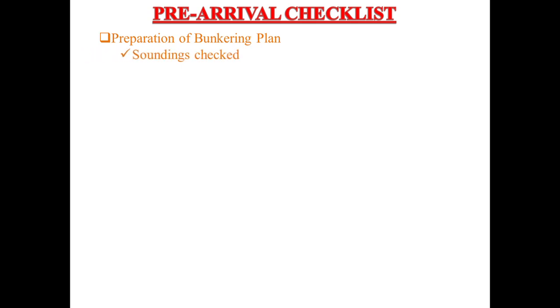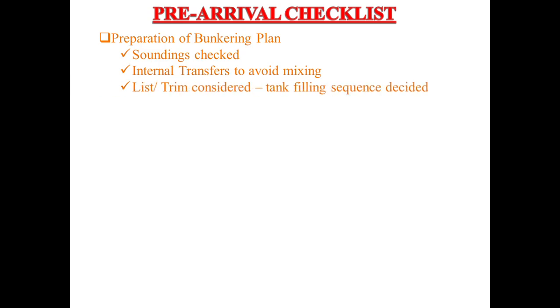In this we have sounding checks, then internal transfer to avoid mixing, and list and trim consideration, so we contact the bridge and take the list and trim. The tank filling sequence is decided, so that stability is maintained. Then the maximum safe filling level is decided. Some tanks are supposed to be filled to 80%, 85%, 90%. So what is the total capacity, what is the 80% calculation, and in which sequence we are supposed to fill it.